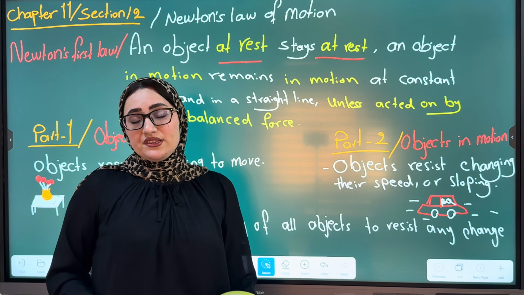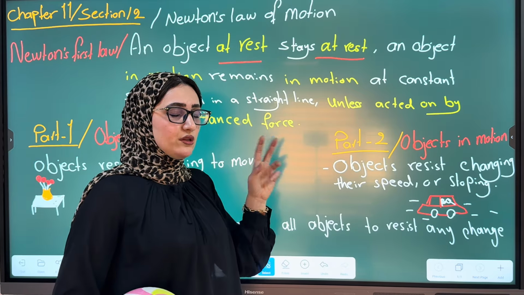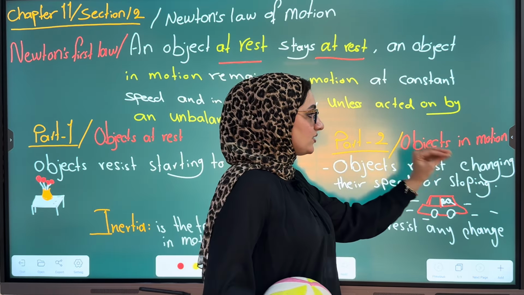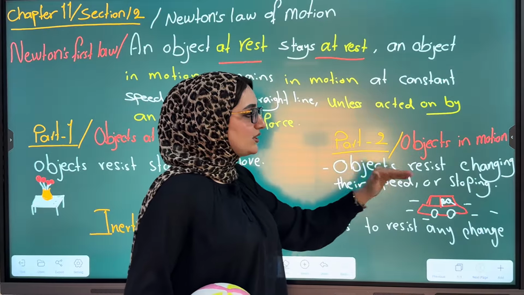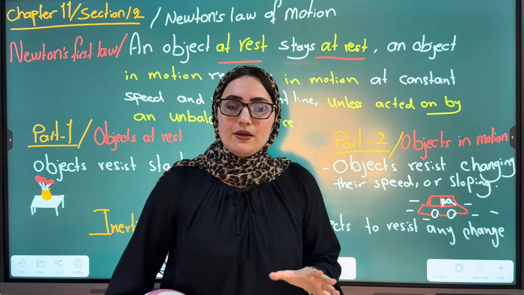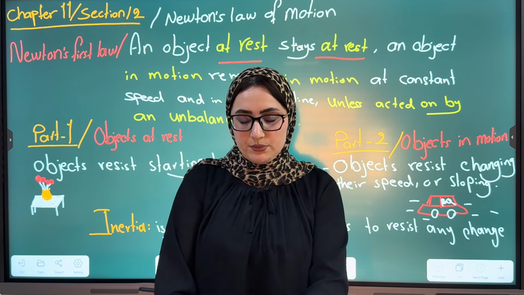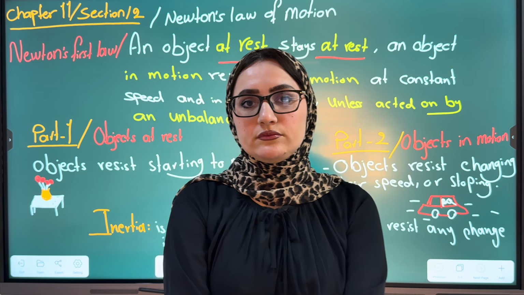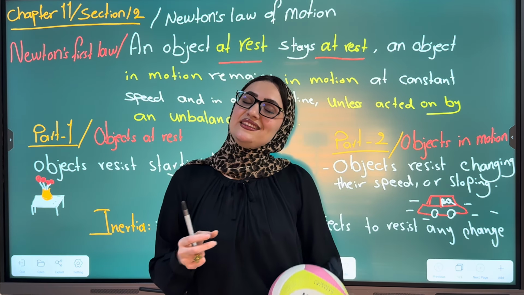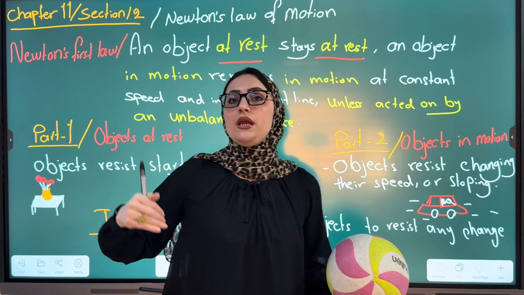So the second part of Newton's first law of motion says that objects resist changing their speed or stopping. Objects that are moving, for example, I am moving. The objects that are moving tend to continue moving, or remain moving.